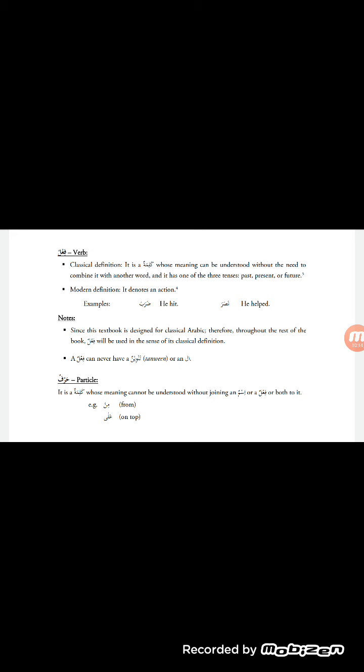A fi'l can never have a tanween or an alif lam. So remember, the fi'l verb will not begin with alif lam, and neither will it end with a tanween. Tanween is 2 fathas, 2 kasras, and 2 dhammas.